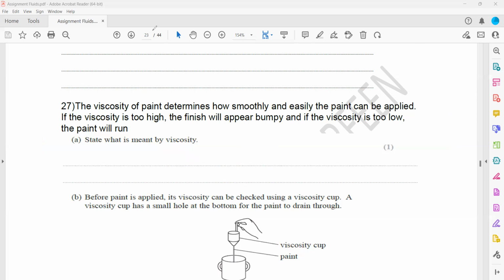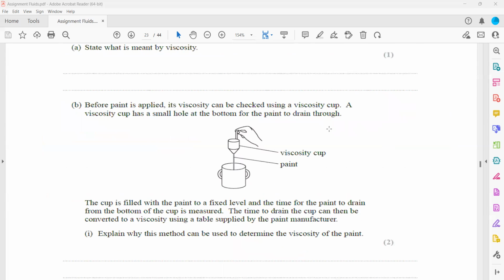Before paint is being applied, its viscosity can be checked using a viscosity cup. A viscosity cup has a small hole. As you can see, there's a small opening here at the bottom for the paint to drain through.